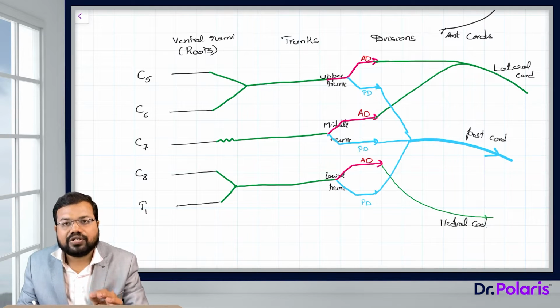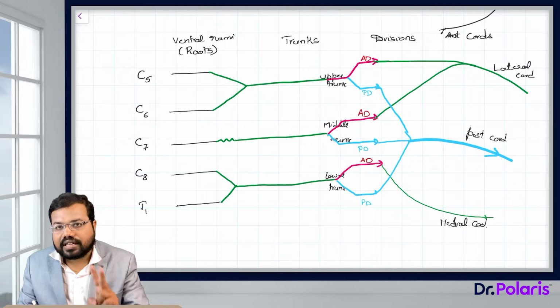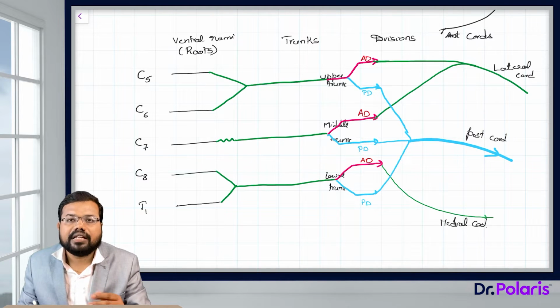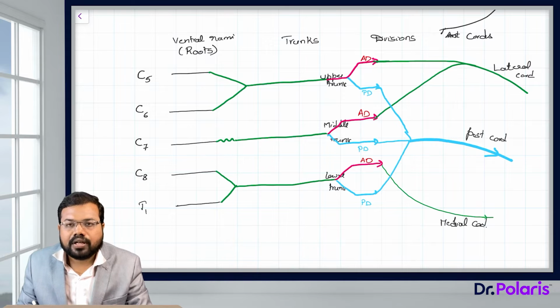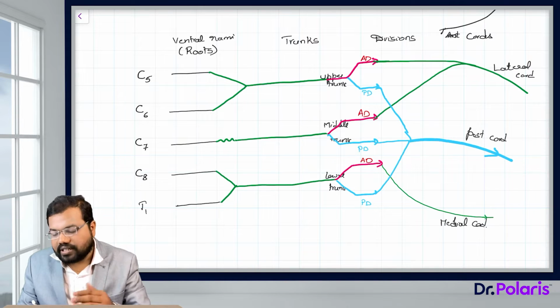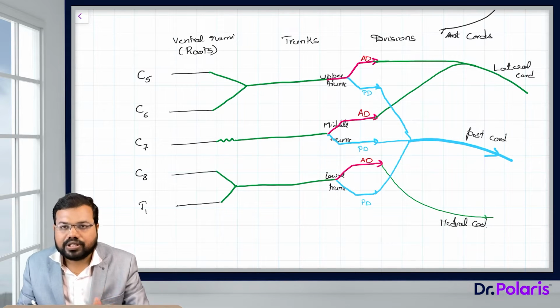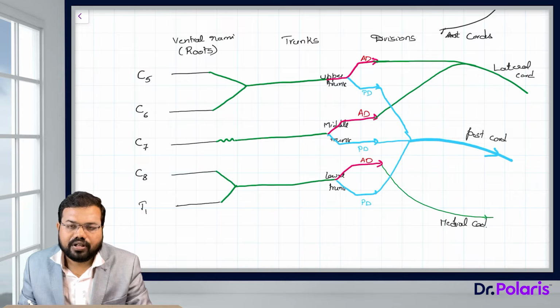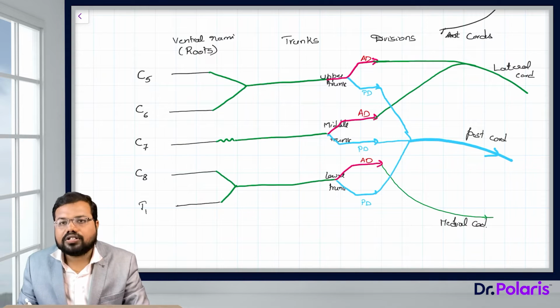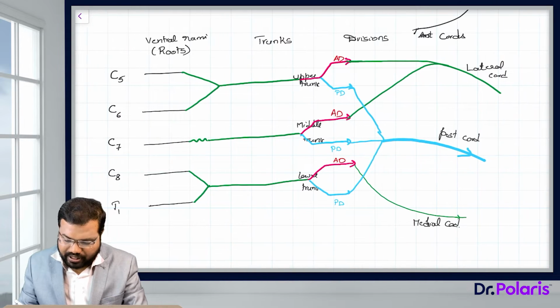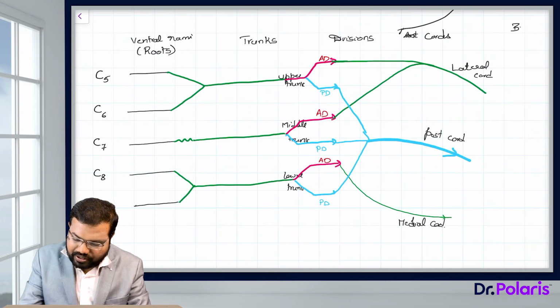So everywhere I am mentioning the second part of the axillary artery. It is not just the axillary artery, it is the second part of the axillary artery, which is present behind the pectoralis minor. Based upon that, they are given as lateral, medial, and posterior cord, depending upon how they are related to the second part of the axillary artery. Okay, and these cords now will give branches. So the next part is branches.